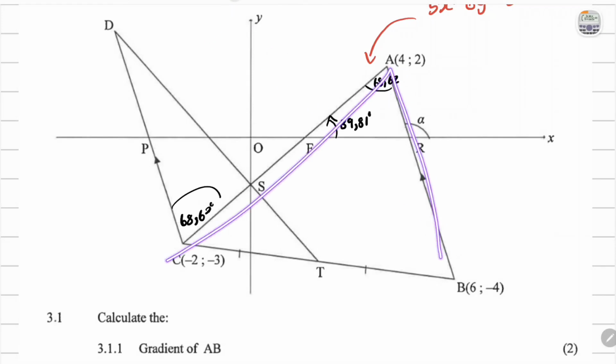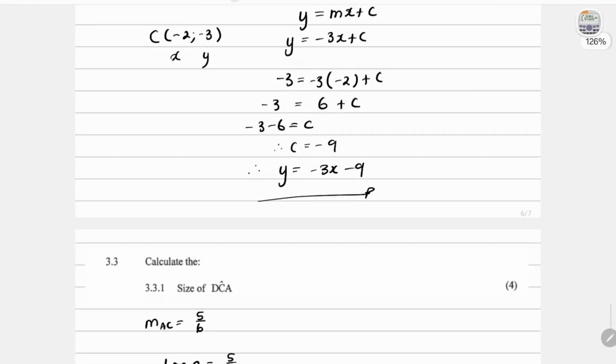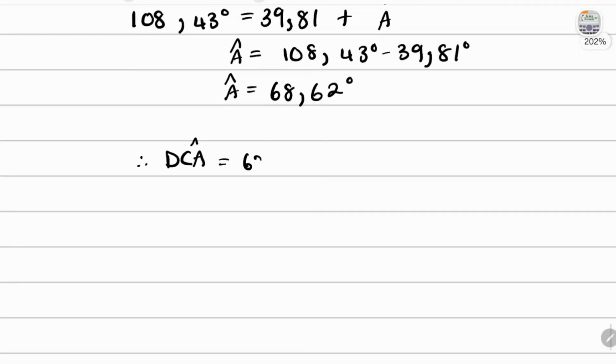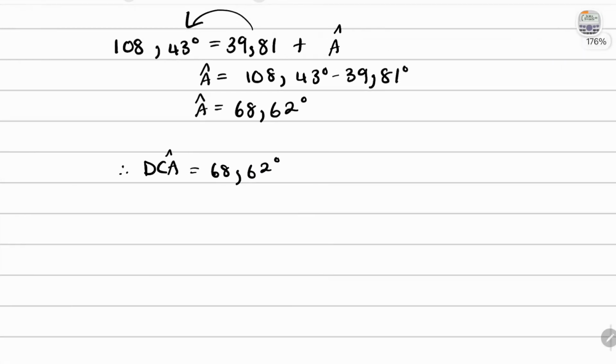Okay, 68.62. As you can see, a Z over here, so these two are equal because of alternate angles. So we'll just tell them that, and then that is the answer. So therefore, this is equal to 68.62. And we don't need reasons because this is Euclid.